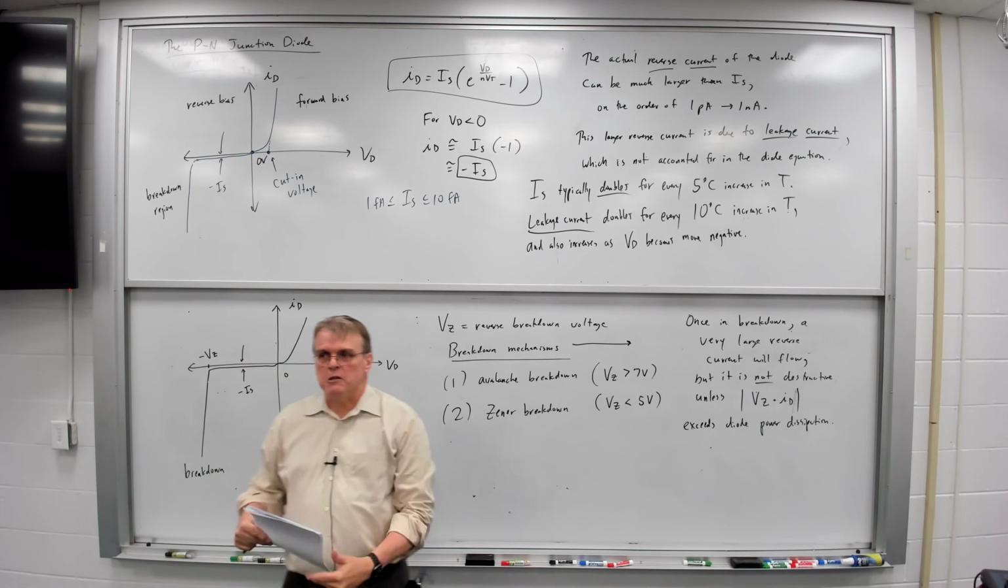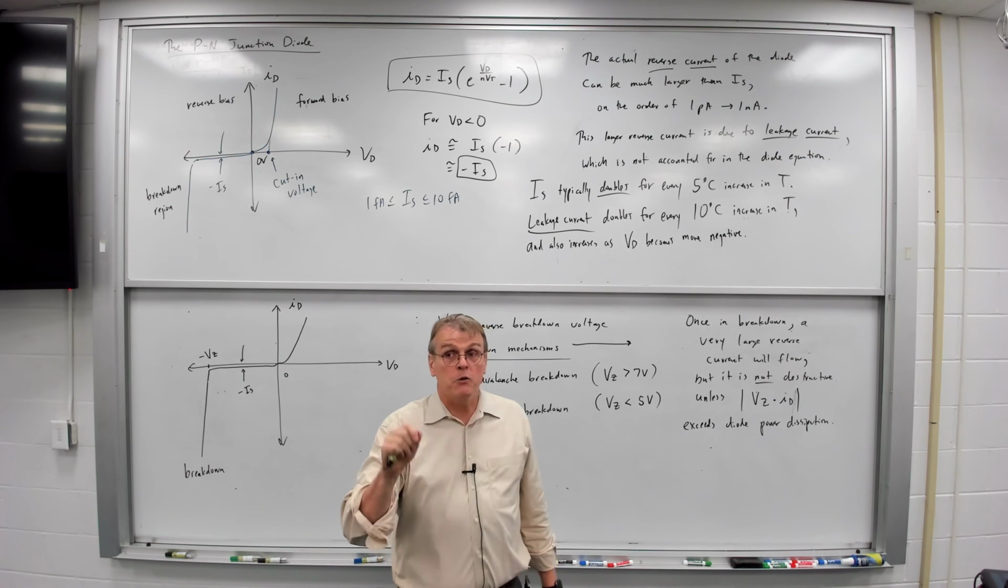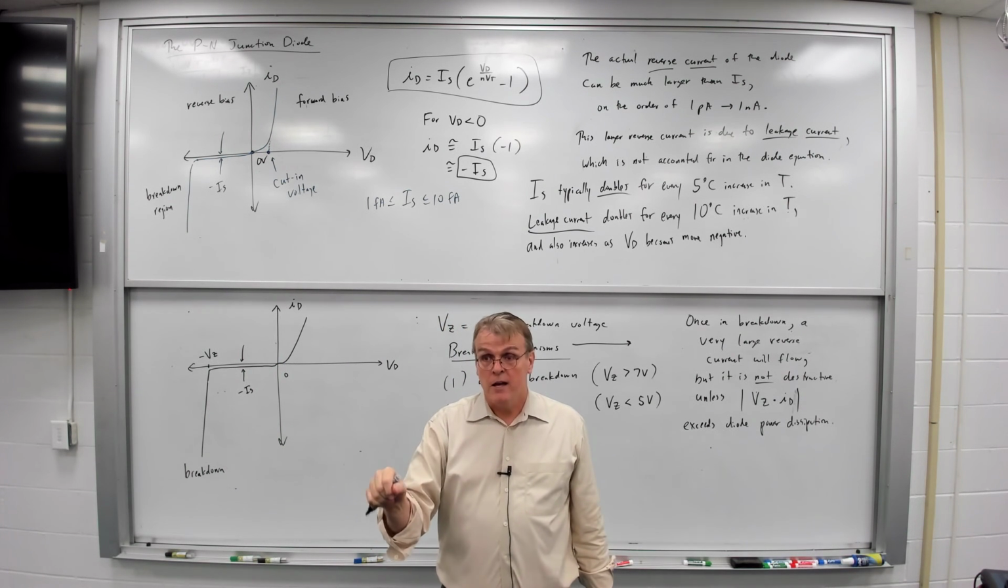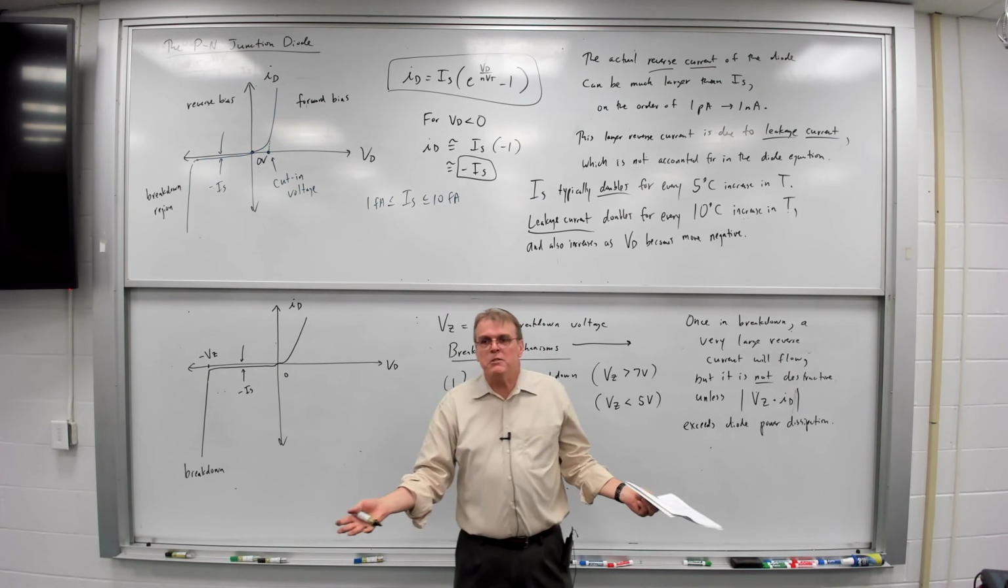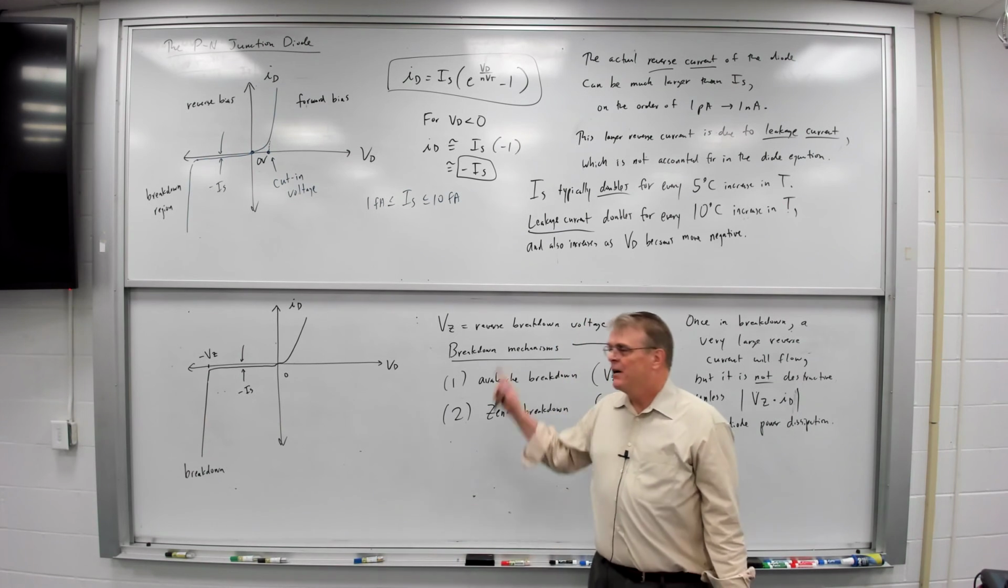Okay, so we're going to leave this behind now. We've looked at the three regions: forward, reverse, and breakdown. Next time we'll start looking at how to do calculations in forward bias, which is where we're really going to care. Most of the calculations are going to be when we care that the diodes are turned on. All right, we'll look at that next time.